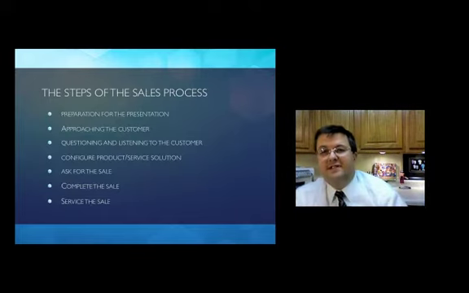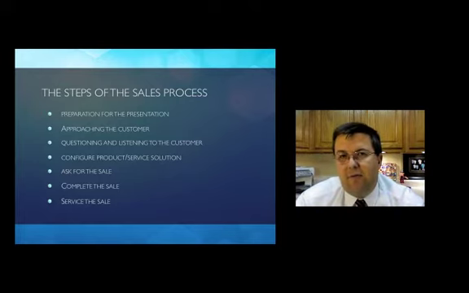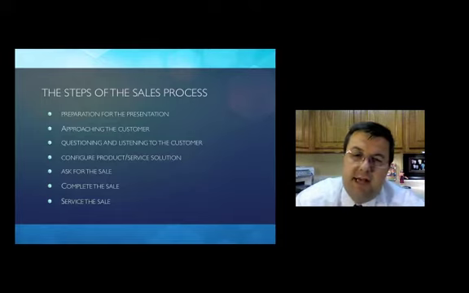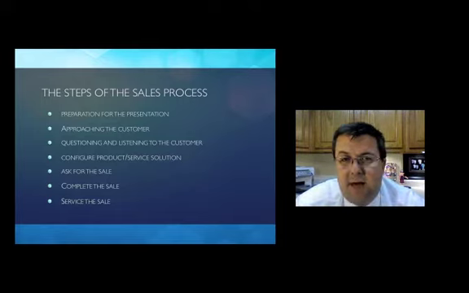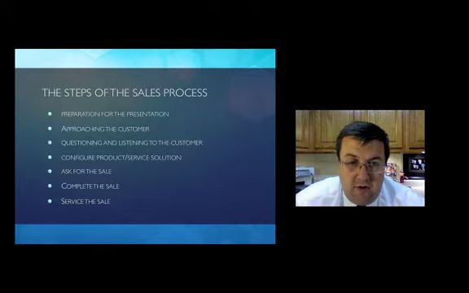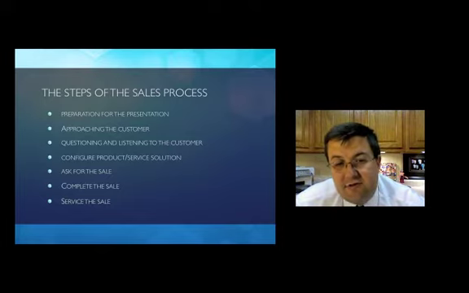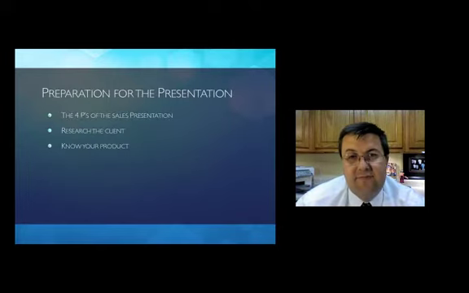Now, there's 7 different steps to the sales process. What we'll do here is we'll list them, and then I will go into each step in greater detail. The first step is to prepare for the presentation. The second step is approaching the customer. Next is questioning and listening to the customer. Configure the product and service solution. Next step is ask for the sale. The 6th step is to complete the sale. And the 7th and final step is to service the sale.